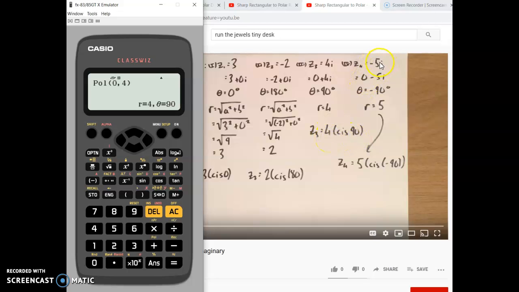Last one then, -5i, and I'm expecting 5 cis minus 90 for this. So -5i is the same thing as 0 minus 5i. So shift, plus 0, comma, -5, close your bracket, equals, and there's my 5 cis minus 90. Done.